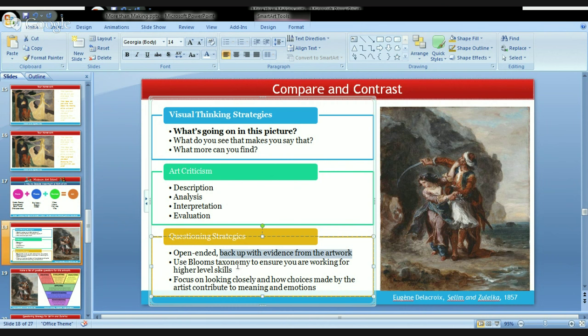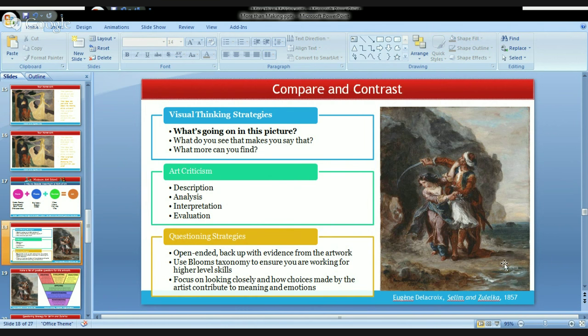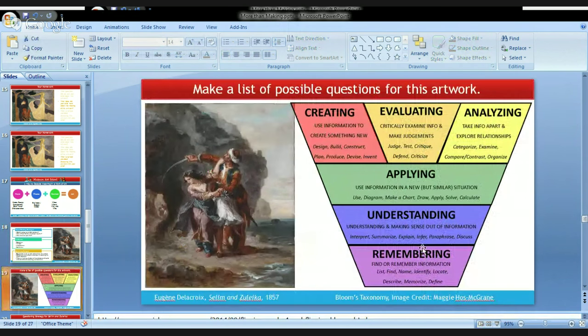When I'm coming up with questioning strategies for classes, if I'm having a hard time coming up with questions, I often will go to Bloom's taxonomy to get some ideas for questions, and I'll show you what that is in a minute. But really focus on looking closely and how the choices of the artist impact the meaning and the feelings in the paintings, or I always say paintings, but it's the artworks.